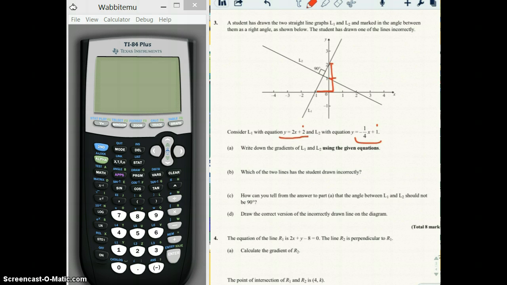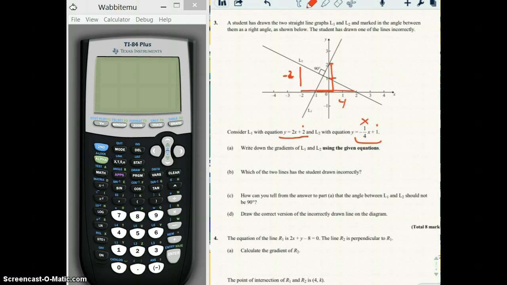Yeah, that looks correct. Now what about the second equation? -1/4 is the gradient. So the rise would be -1 and the run would be 4. Let's see. Run 1, 2, 3, 1, 2, 3, 4. The rise is -2. So actually what they drew was -2 over 4. So this one's wrong.